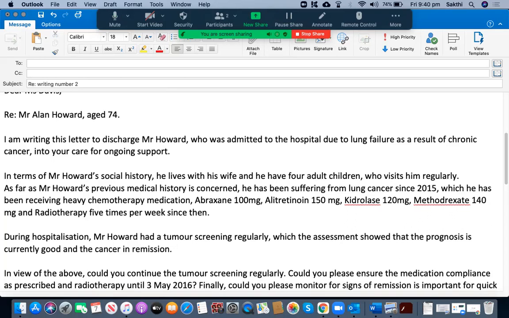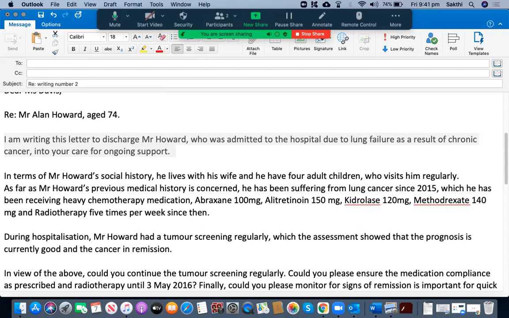Let's go through the introduction paragraph now. I'm writing this letter to discharge Mr. Howard, okay, that's good, who was admitted to the hospital due to lung failure as a result of chronic cancer into your care for ongoing support. Well done. You have done a wonderful job. So this is clear. The purpose has been clearly told in the introduction paragraph itself.